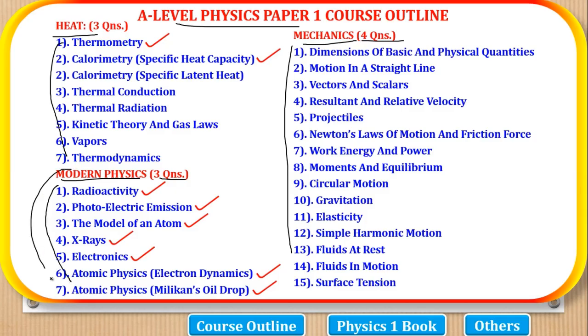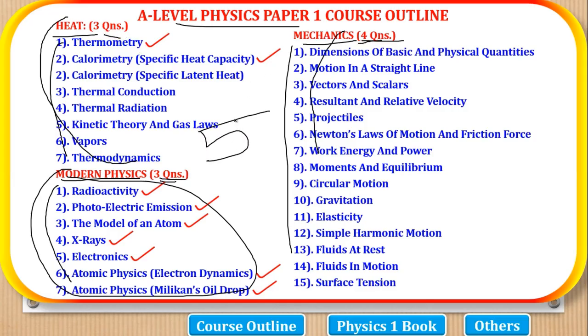Mechanics and the entire part of modern physics were already covered, and now we are on heat, after which we shall go to mechanics. In total there will be 10 questions in a paper, and the student is expected to answer 5, but not more than 2 from each. So you choose 2 here and 2 here, and you should choose 1. Or if you choose 1 here, it will be 2 here and 2 here. So don't choose more than 2 in any section.